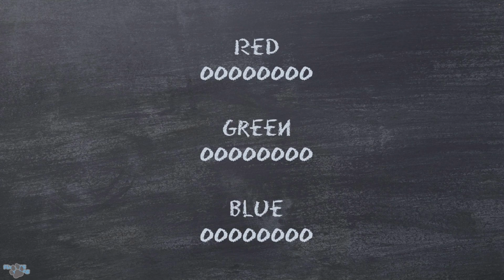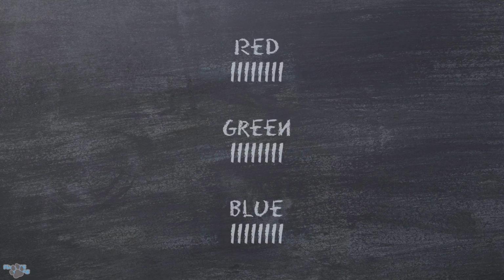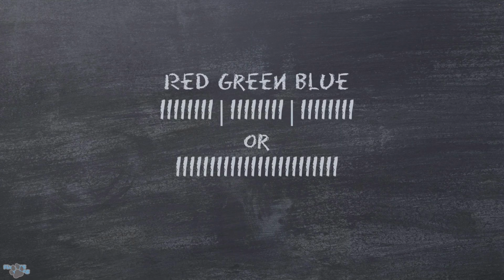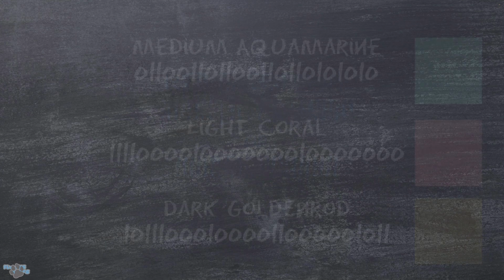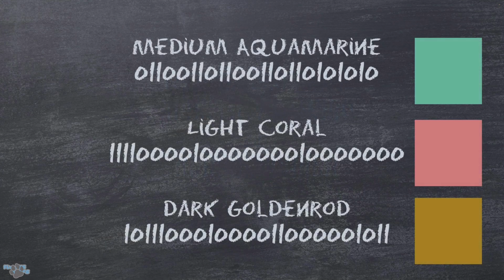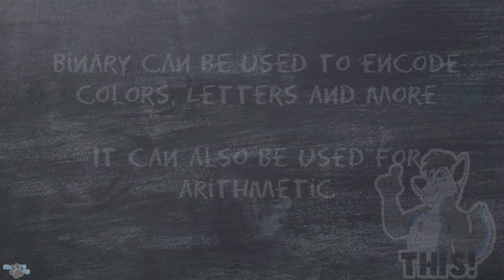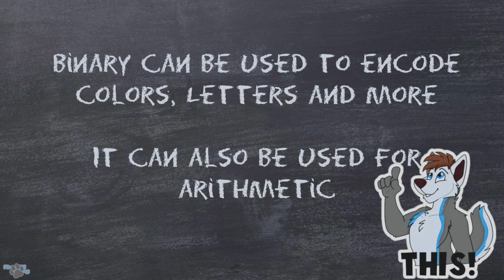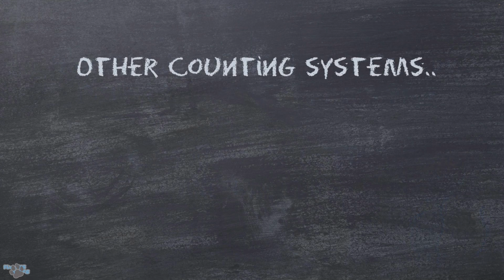This would give us black, as we have no values. For white, we would use... Now smoosh them together, and we have a 24-bit value. This can give us any colour we want, like so. So, as you can see, binary is a very versatile counting system, used for numerous processes within computing. But it's not the only counting system we use in computing.